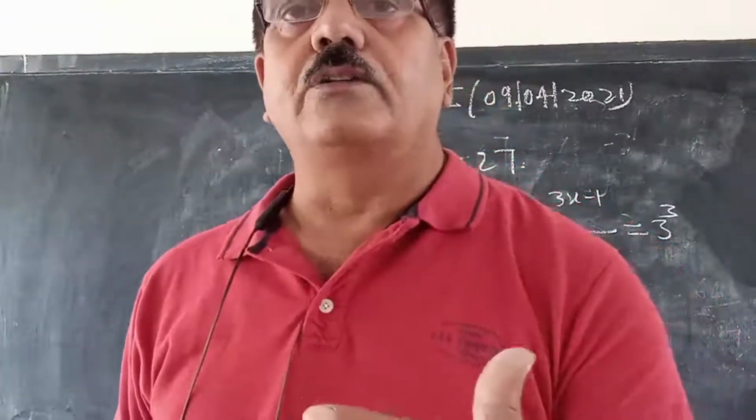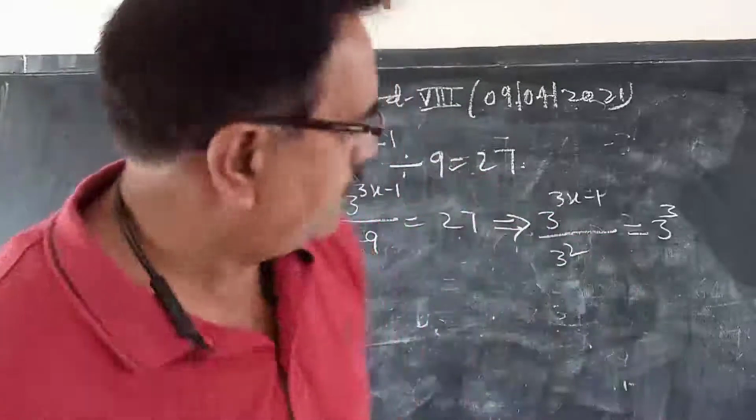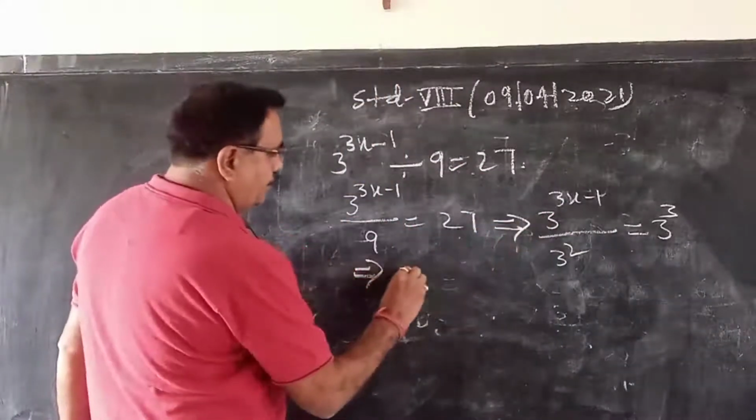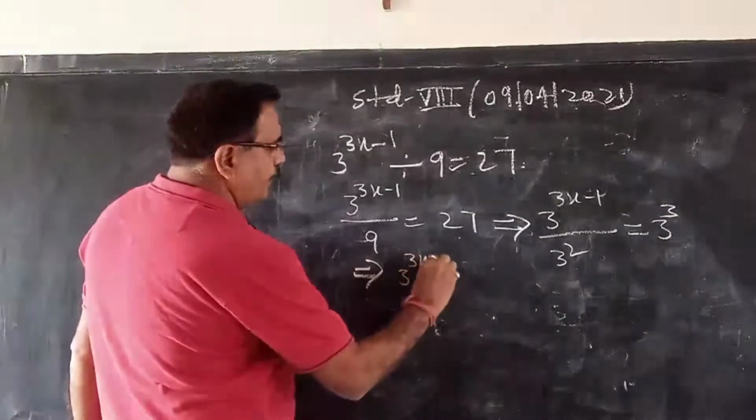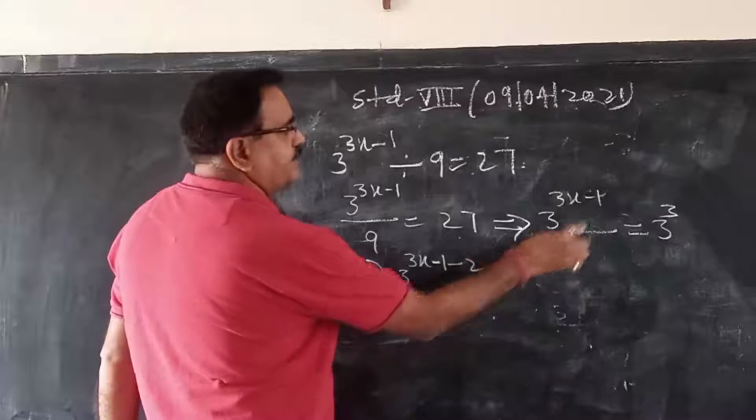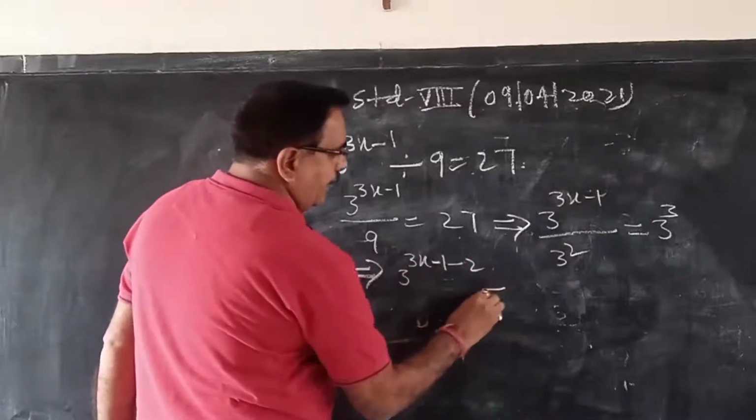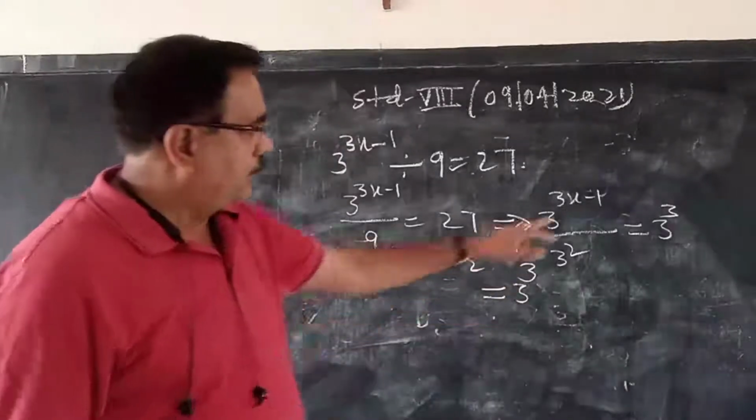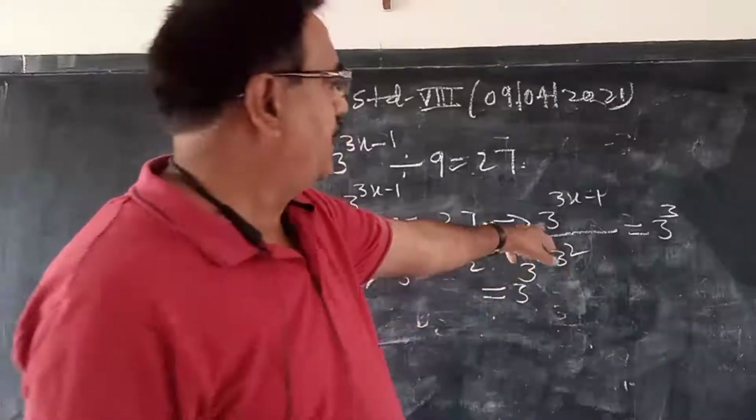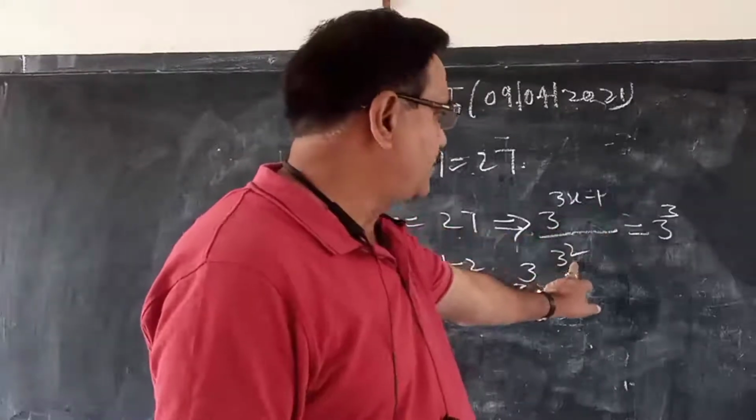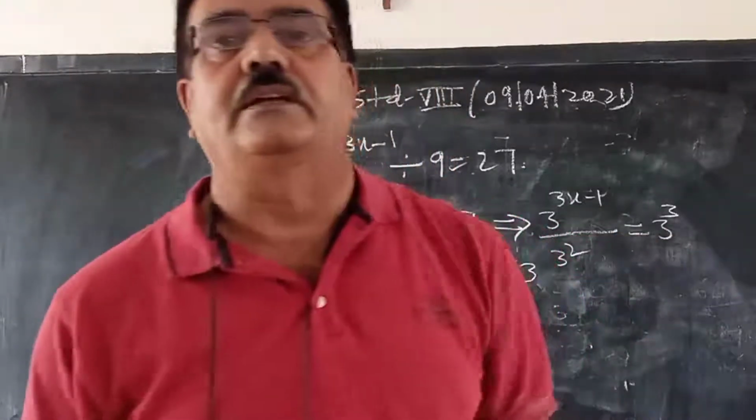Right? So here, 3 to the power (3x minus 1), and this power 2 will be subtracted, equal to 3 to the power 3. By using this rule of exponents, the base is same, power will be subtracted: 3x minus 1 minus 2 is equal to 3 to the power 3.